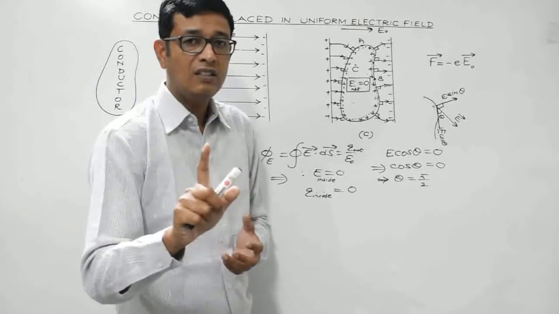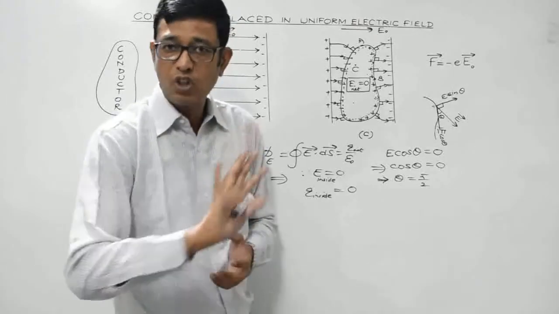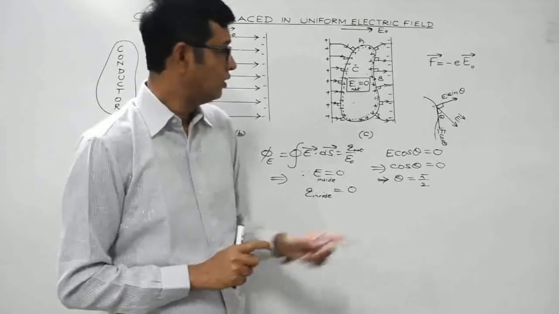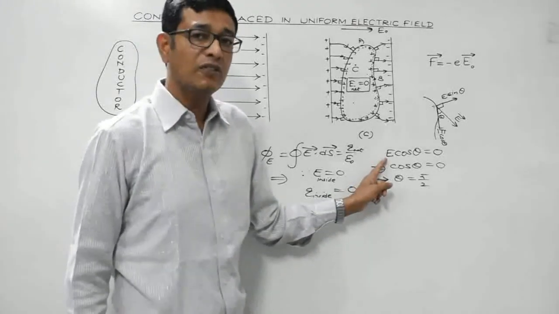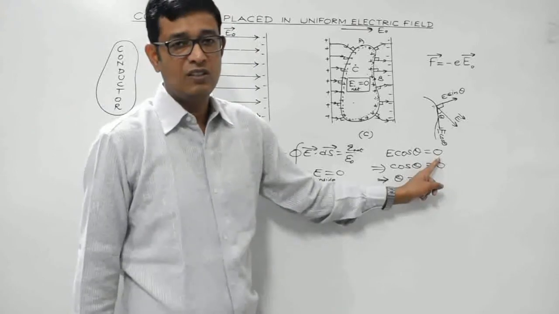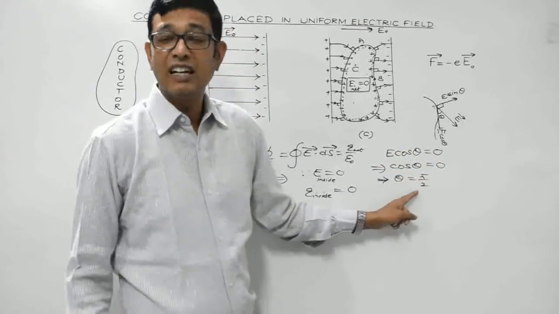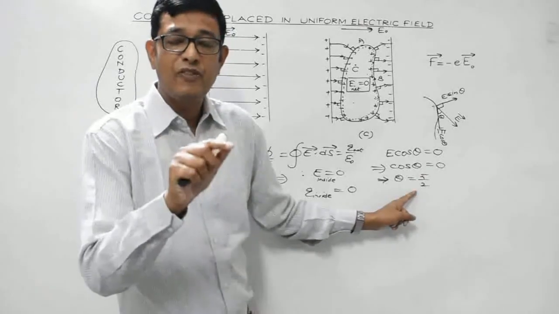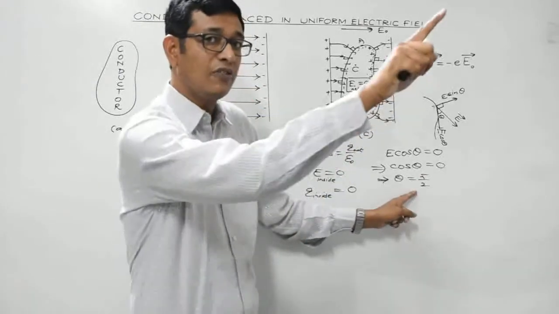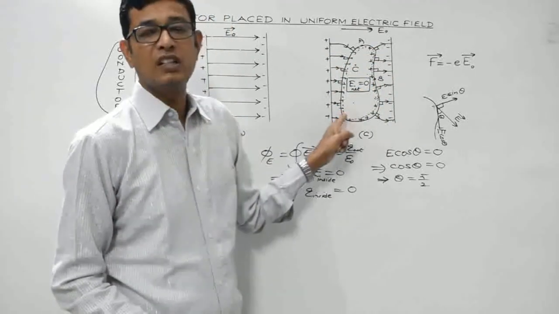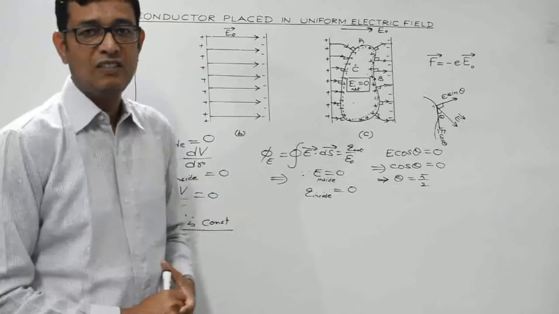Therefore, we conclude that there must not be any tangential component of the electric field. So the component of electric field along the surface of the conductor must be 0, from which we conclude that theta is 90 degrees. That is, the electric field lines enter or leave the surface of the conductor at right angle. Clear?